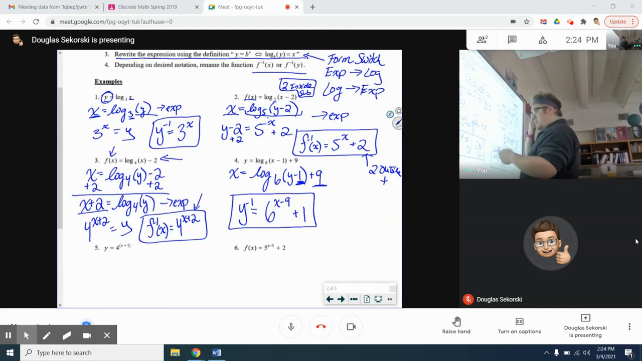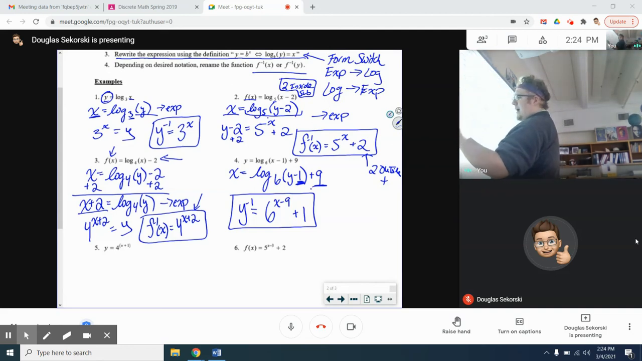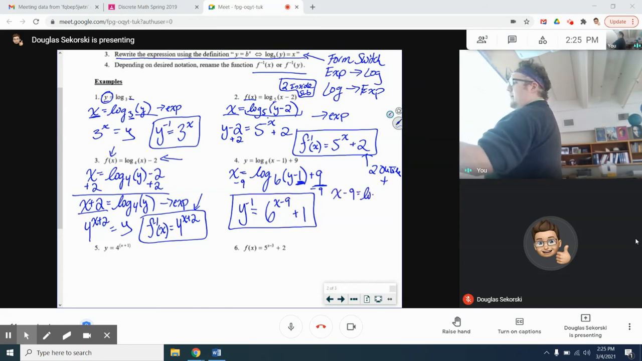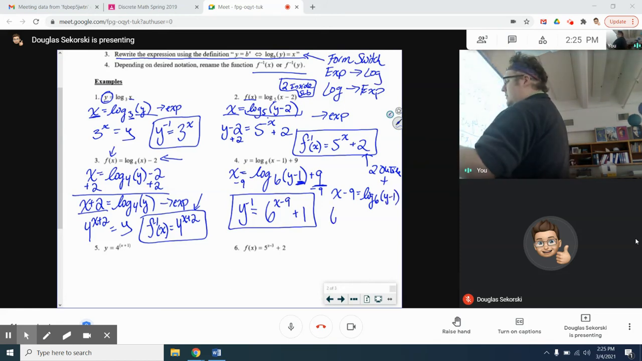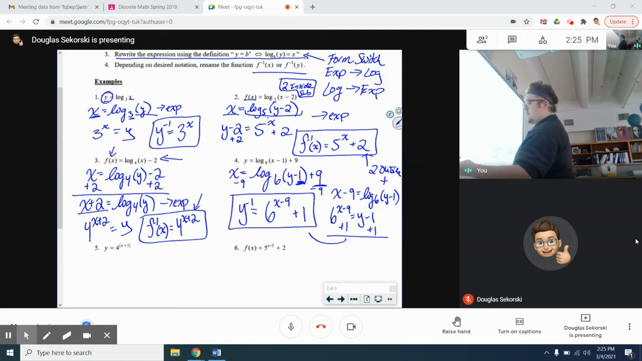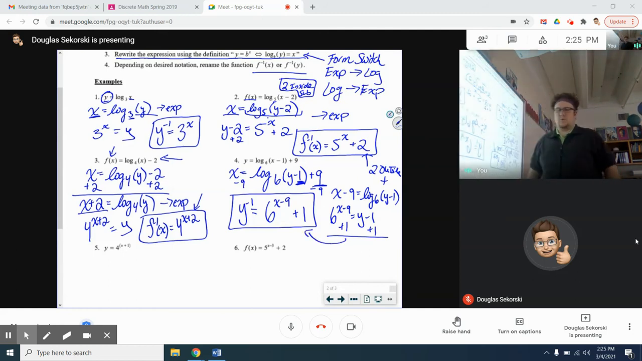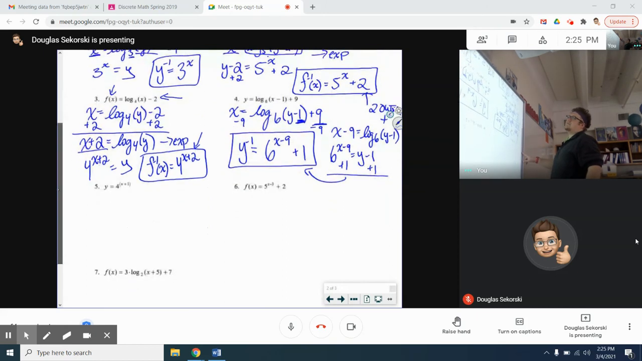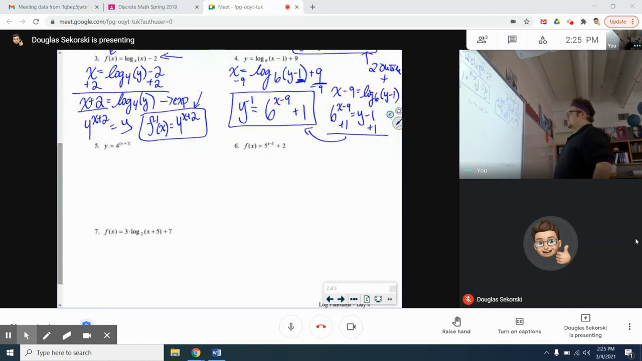If you don't follow what I did there, it's really just saying, okay, subtract this 9 away. And now you have x minus 9 equals log base 6 of y minus 1. Rewrite as a logarithm, 6 to the x minus 9 equals y minus 1. And then you add 1. And that's exactly where we get. So again, number 4, you could do it a short way, in your head, but that's the process that we would outline and go through to get the inverse.